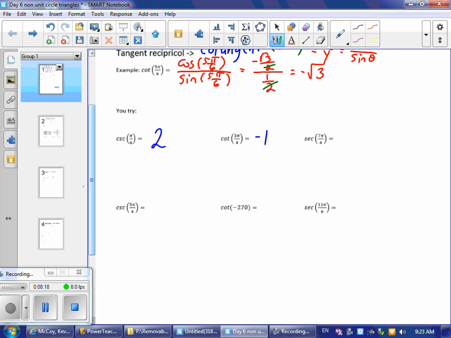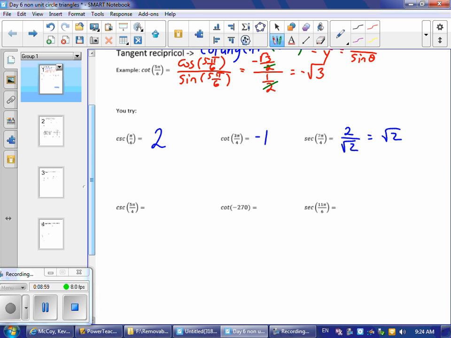Secant of 7 pi 4ths, that's the reciprocal of cosine. So cosine of 7 pi 4ths is the square root of 2 over 2. The reciprocal of that would be 2 over the square root of 2. And 7 pi 4ths is the fourth quadrant. Cosine is the x value, so x is positive in the fourth quadrant. And again, that one we've done above simplifies after you rationalize it to just the square root of 2. And it's actually okay to leave it either way, but you'll more commonly see it as the square root of 2.